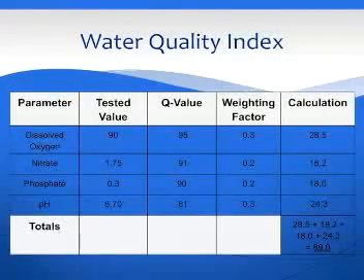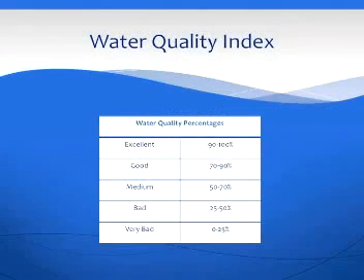Then, if we add all our calculations up, we can get our water quality index, which is a grade out of 100. And as you can see, an 89, that's a B+. That's pretty good water there.